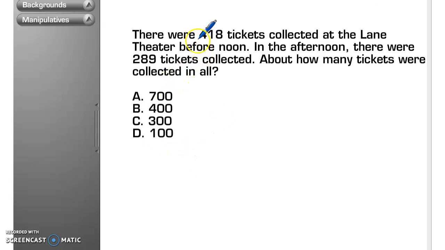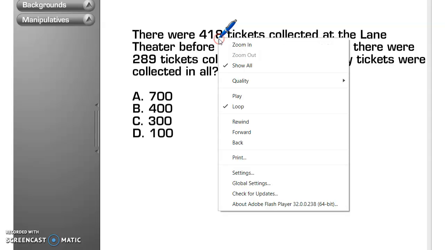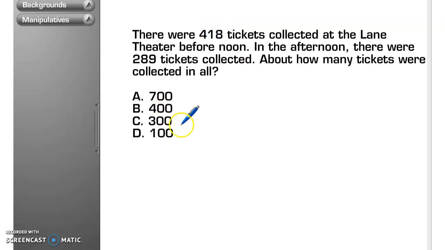So first, we're going to look at the 418, and we're going to pick a number that's more compatible to be adding. And so I know that 418 can be rounded to the nearest 100, and that could be 400.